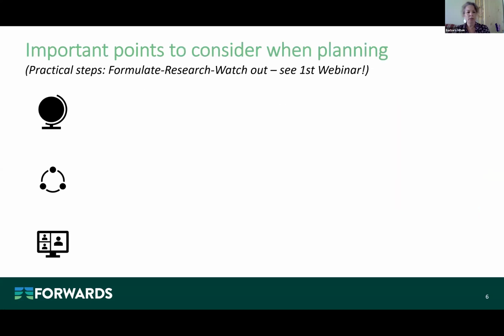So what were the important points for us to consider when we started to plan this workshop? You can check back to the first webinar, practical steps. So here below, I will talk about the formulation, the research, and the watch out steps of this practical steps ladder. So what we considered is that this workshop is an EU level, a European level international workshop.